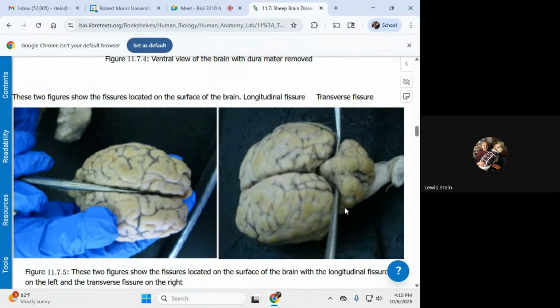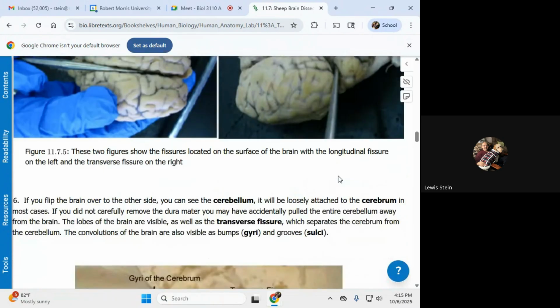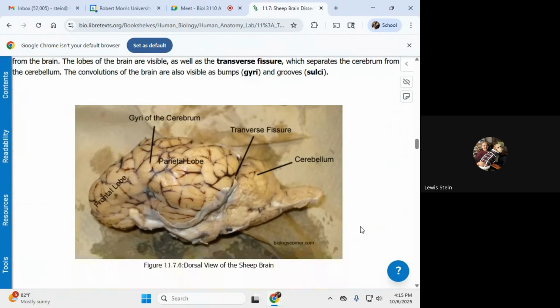I'll leave this up on the screen. And this is what I mean. Once you're able to look, before you cut, this is where you want to separate back here. Pull the cerebellum down so you can look from behind. So the cerebellum is loosely attached, and you can see the transverse fissure here.